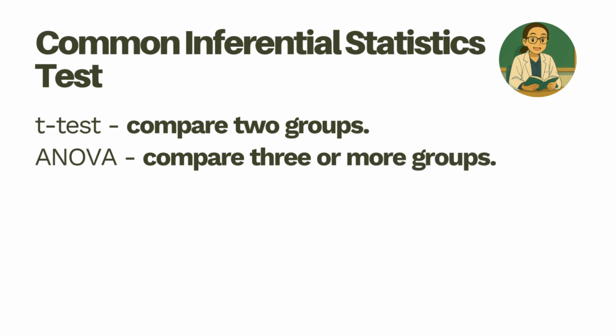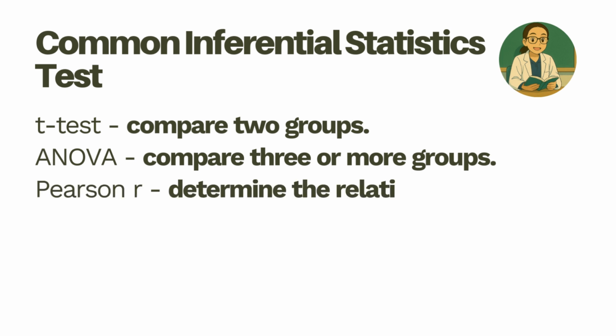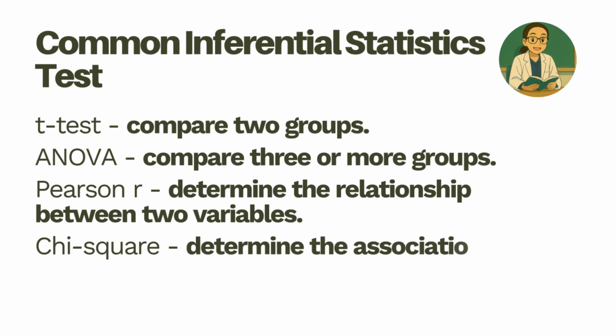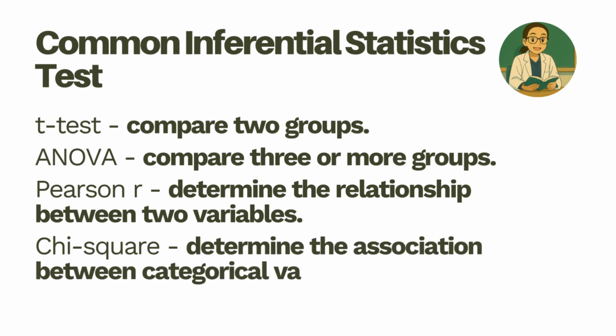Instead of comparing groups one by one, ANOVA compares all groups at the same time. Pearson R is used to determine the relationship between two variables. It shows whether variables increase or decrease together, or if no relationship exists. Chi-square is used to determine the association between categorical variables. It is commonly used for data that are in categories, such as gender or yes or no responses.